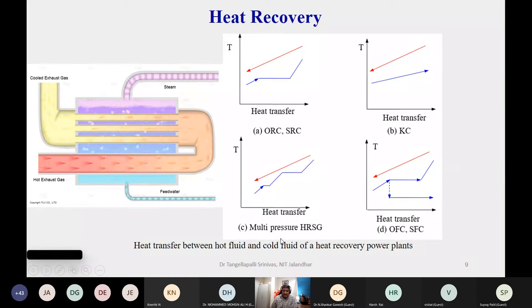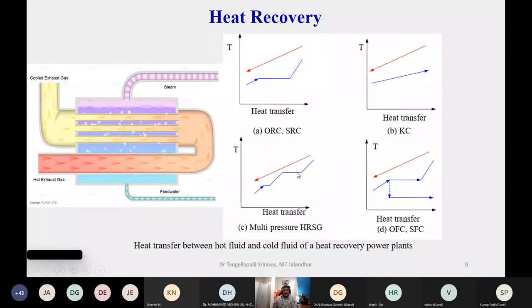And see the third option, the heat recovery can be planned with the multi-pressure system. This is a single fluid system only. Third, C, is the single fluid system only, same like A, ORC and SRC. But the difference is, in option one, it's a single fluid and single pressure. But in option three, it's a single fluid, multi pressure. It may be dual pressure, or triple pressure, four pressure, and so on.